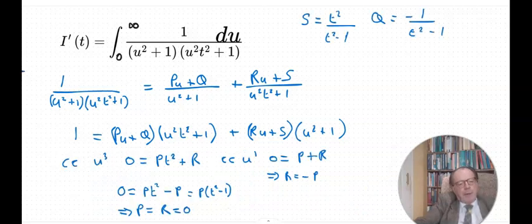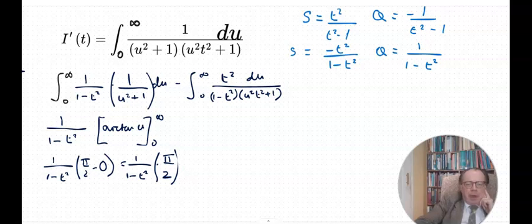And so if we compare the coefficients of u cubed and u to the power of 1, we find that 0 equals pt squared plus r, and that 0 equals p plus r, so that r equals minus p. And eventually we find that 0 equals p times t squared minus 1, which can only be true if p equals 0. So p equals r equals 0. And we're now in a position to compose our partial fractions and to do our integration.